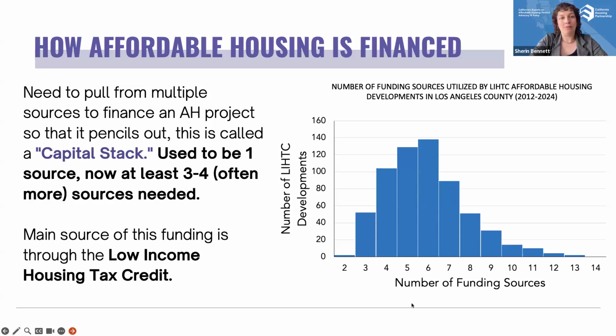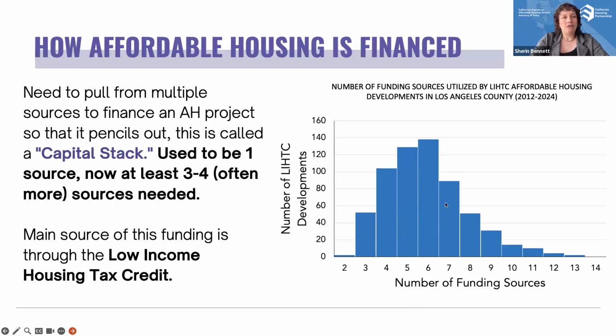This chart is from the partnership's LA County 2025 report, and it lists out the number of funding sources for each low-income housing tax credit development from 2012 through 2024. And as you can see, a plurality of folks are in the 4 to 7 source range.